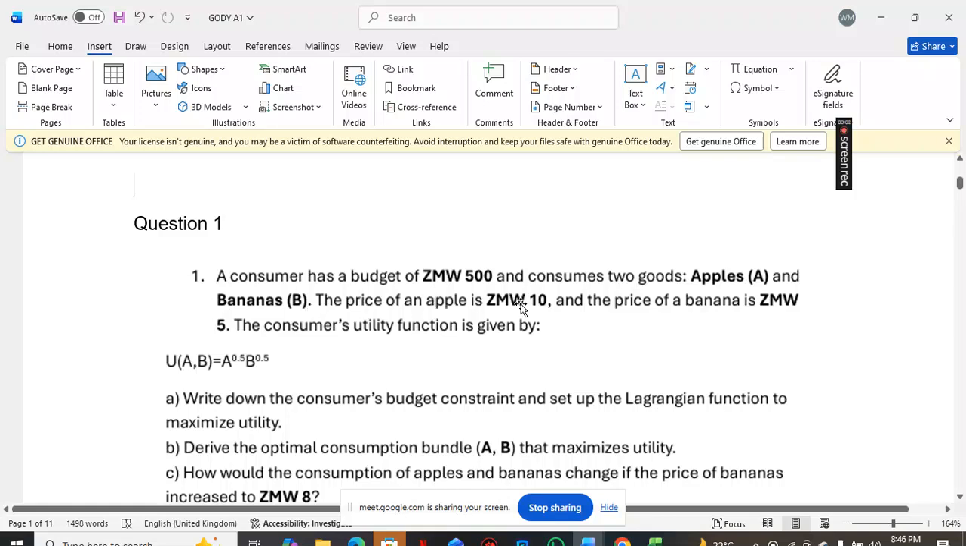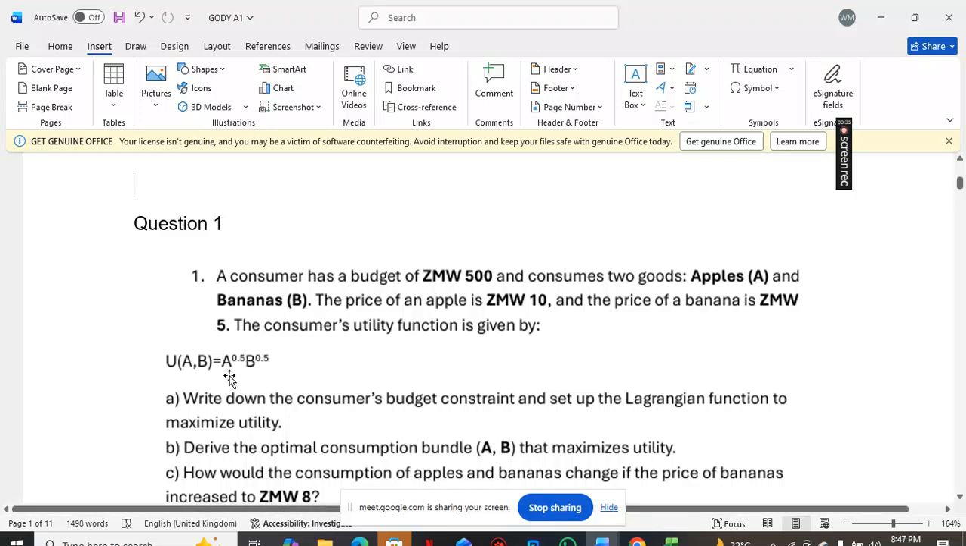The price of an apple is 10 kwacha and the price of a banana is 5 kwacha. The consumer's utility function is given by, here's our utility function, A to the power 0.5, B to the power 0.5. This just means that we prefer them both. We give them the same weight, we don't prefer one over the other. That's why it's 0.5, 0.5. You don't prefer one over the other.